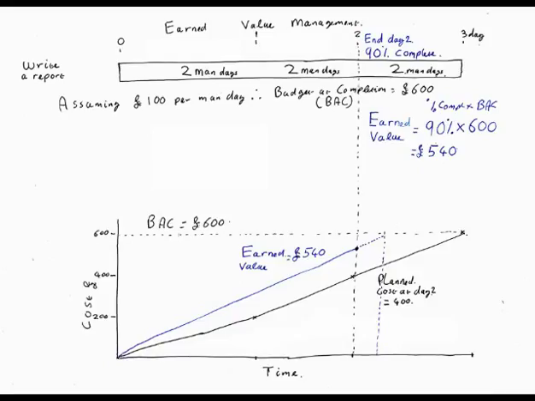And that's just an estimate of the progress. I haven't actually earned that much money. I haven't actually billed that much money. So earned value is 90% times 600 quid, which is 540 quid. And the definition of earned value is percentage complete multiplied by the budget.